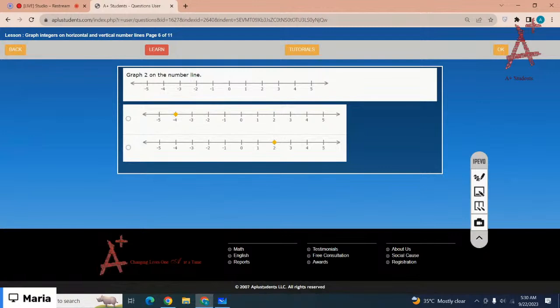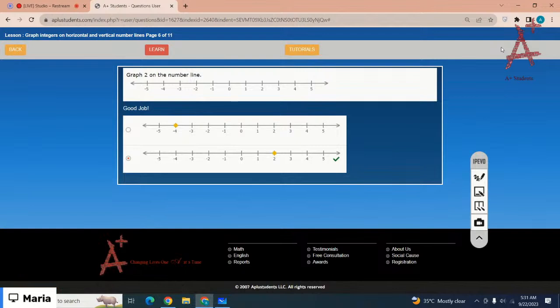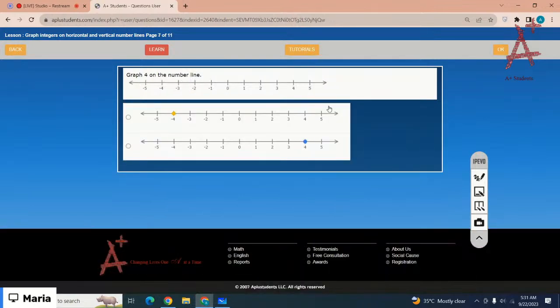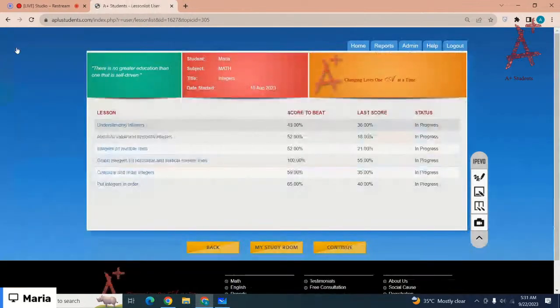Okay, graph 2 on the number line. So which is the correct option? How do you graph 2? The second option is the correct option. Okay, how do you graph 4 on the number line? Which is the correct option? That would be the second option. Okay, you can complete the lesson by yourself later today. Let me just move on to the next lesson.